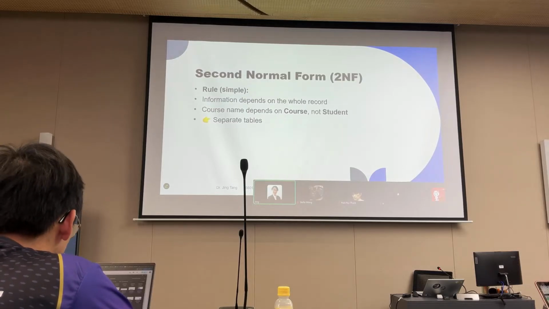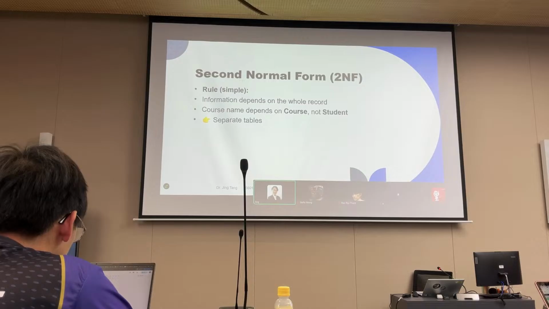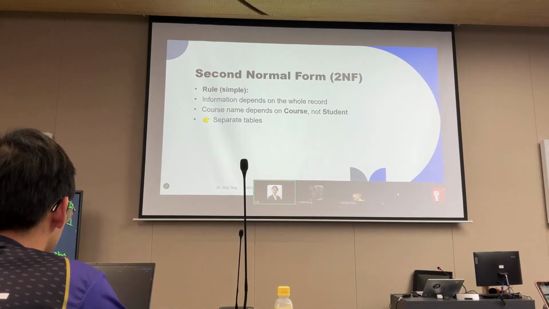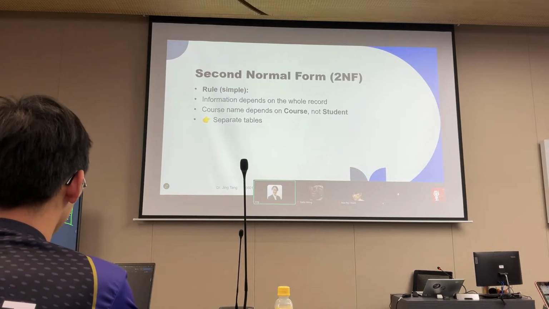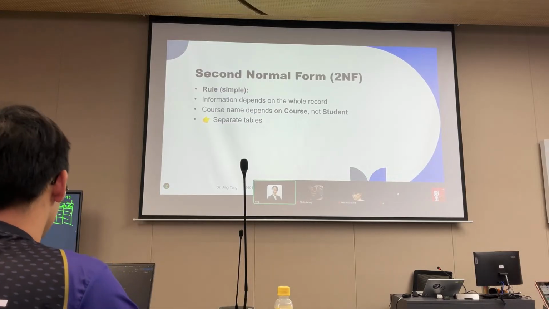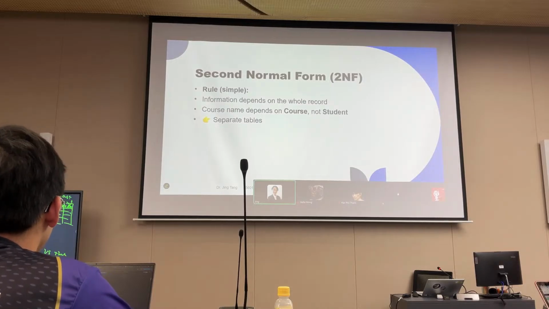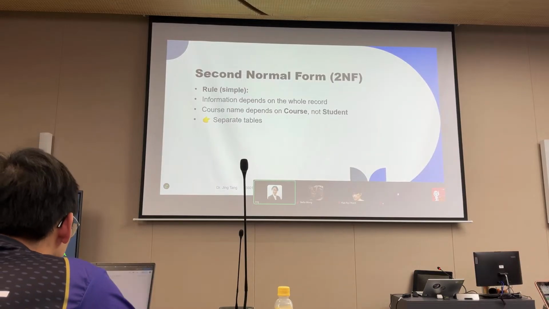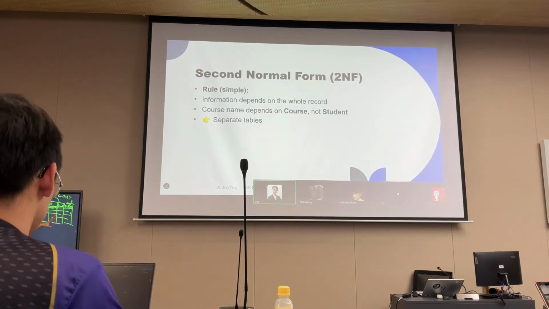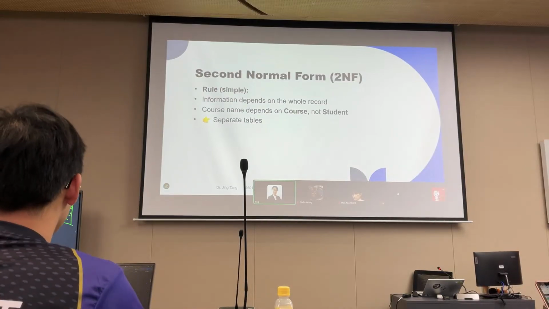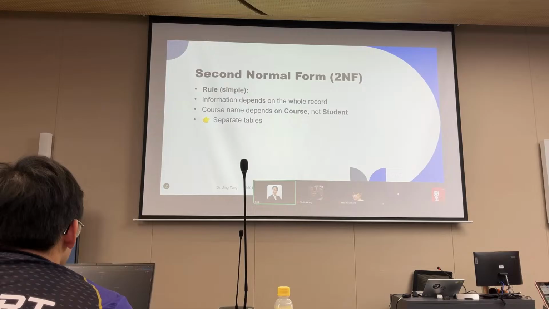For example, I say I have two keys, student ID and product ID. If you have some column, so student name only depends on student ID, but not on product ID, then that means this one should be separated from the product ID table. No problem? So no column depends on just a part of the primary key. Okay, so this one you need to separate.